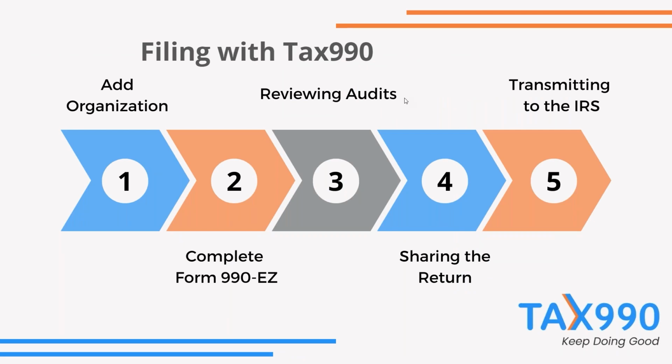Filing with Tax990 can be a very quick process. As mentioned, you add your organization, complete the necessary return, review the internal audit that's provided, share the return, and then transmit it to the IRS. We get a lot of questions on how long this process takes. Really, it's based on the information that you have readily prepared and the opportunity you have for inputting the information. Typically, a lot of our clients can get the form done in just maybe an hour or 2 hours based on their commitment to completing it at the time.